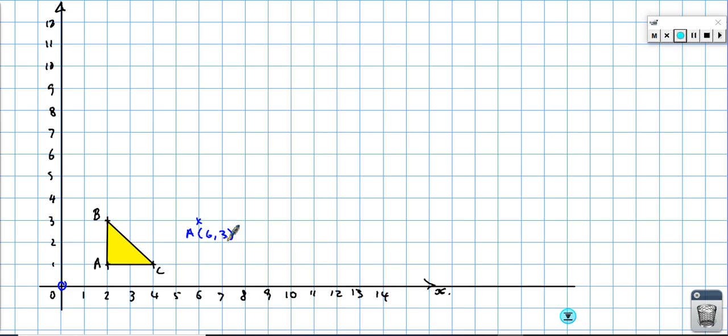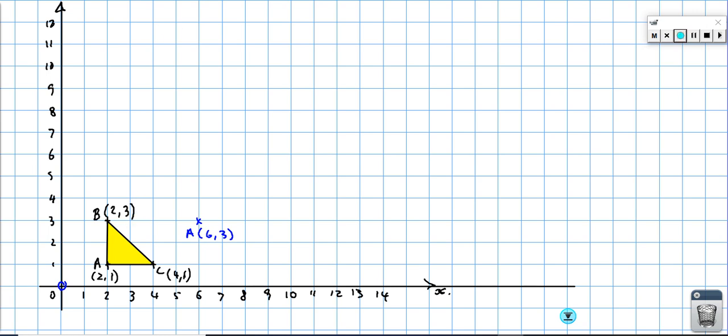Let's notice that A had the coordinate of 2, 1. With a scale factor of 3 it became 6, 3. It's quite obvious what's going to happen. We can clearly see that we have multiplied the coordinate by the scale factor of enlargement. So, using the same method for the other 2 points, we have C, which has a coordinate of 4, 1, and B, which has a coordinate of 2, 3.